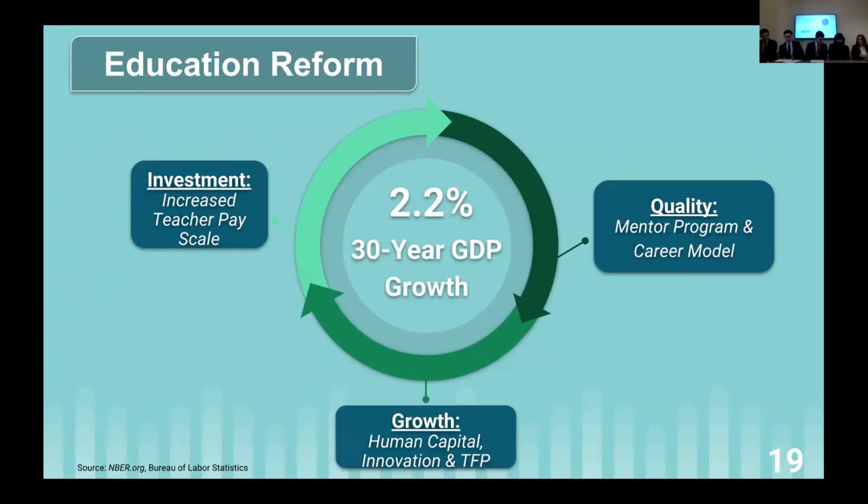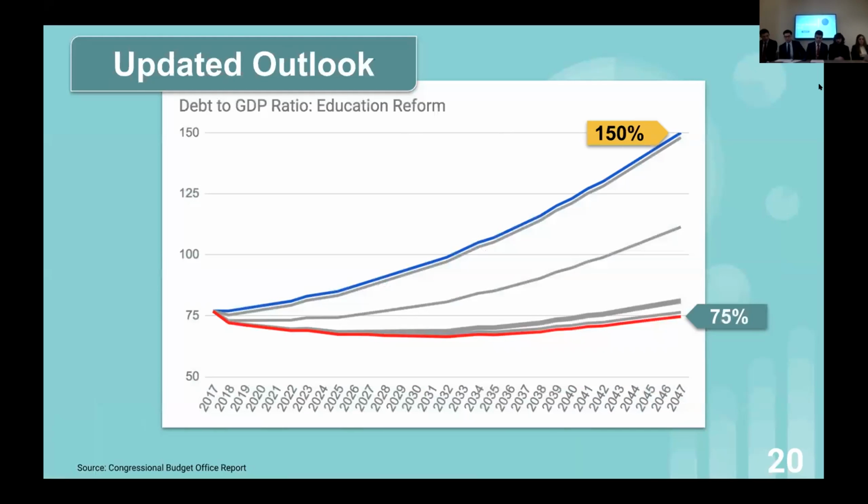Based on a paper from Sebastian de Sousa, and given this policy's implementation, the average annual GDP growth rate will be 2.2%. In contrast, CBO data shows GDP increasing each year by an average of 1.9%. Overall, our education policy will decrease the 2047 debt to GDP ratio by 1 percentage point down to 75% overall.